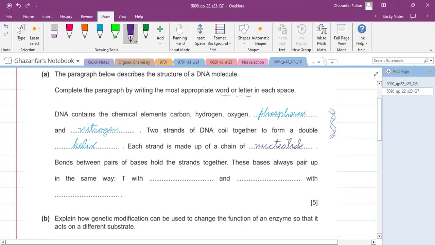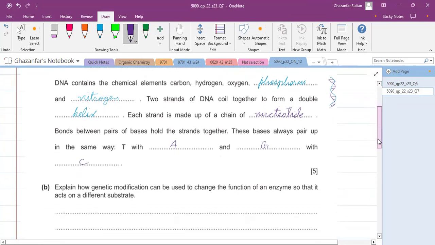So actually each strand is a polymer of nucleotides, and nucleotides are made up of phosphate, deoxyribose sugar, and one of the nitrogenous bases out of 4. Bonds between pairs of bases hold the strand together. So these strands are held together by bonds, and these bonds are hydrogen bonds, but this is not mentioned in our syllabus. These bases always pair up in the same way, T with A and G with C.